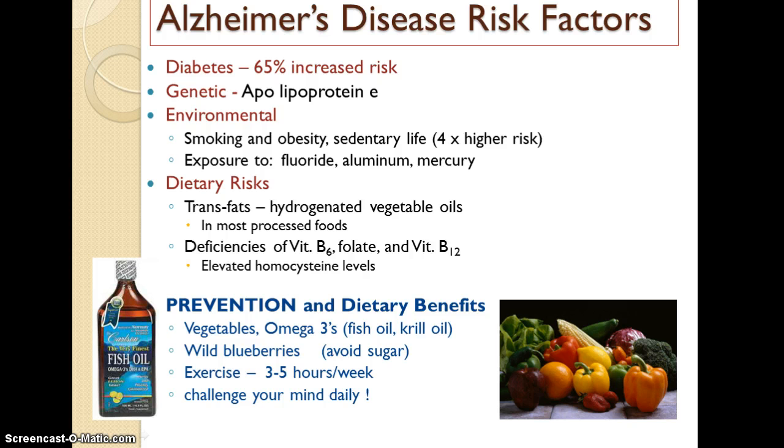Prevention and dietary benefits: the vegetables and the omega-3s again, wild blueberries, exercise 3 to 5 hours a week. Why wild blueberries? It's a potent antioxidant, so it does really help keep you healthy. And then challenge your mind daily. Like I said, patients who do Sudoku or crossword puzzles or who do challenging thinking games, there's even that new thing, an app you can get, but you do have to pay for it, I found out, that you can do games daily that challenge your brain.